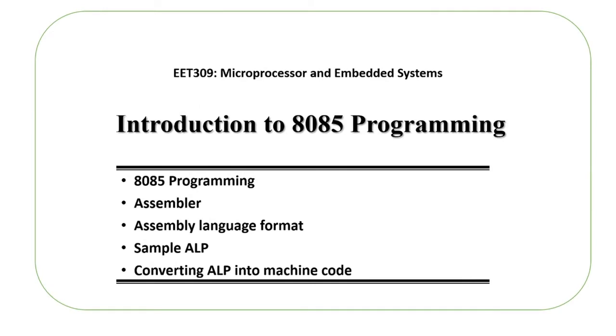In this section, we are going to discuss 8085 programming. The topics include the basics of programming, assembler, assembly language format, and sample ALP, that is, assembly language programming. Then finally, we will discuss how to convert an ALP into machine code.